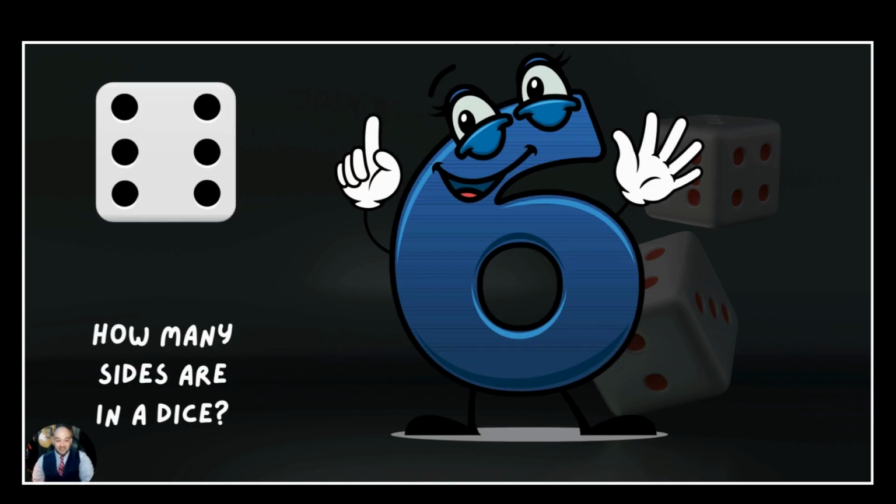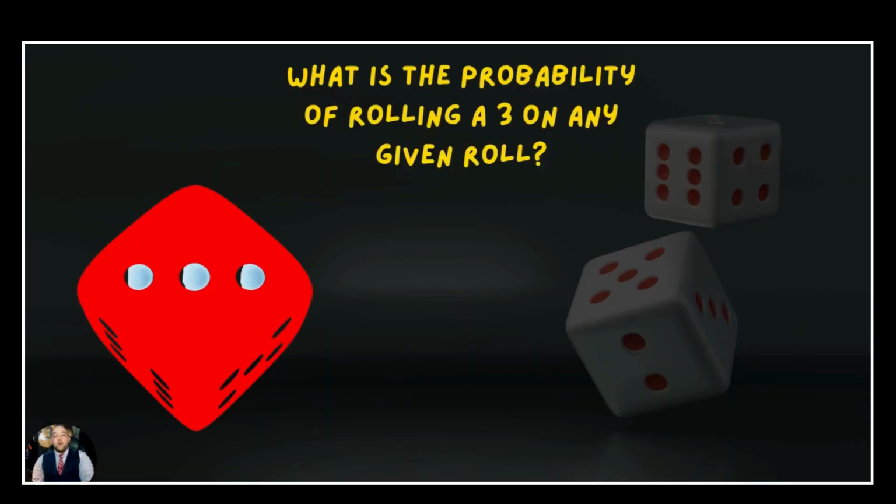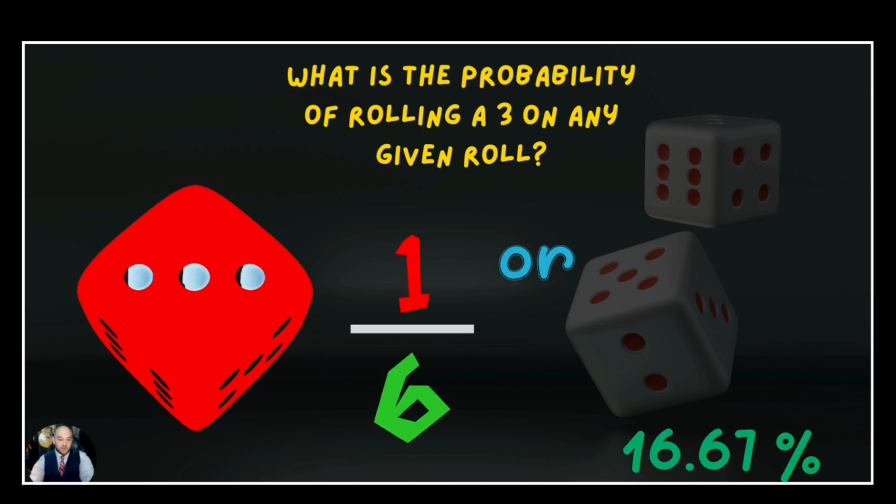There are 6 sides to the dice. So let's look at an example here. What is the probability of rolling a 3 on any given roll? Well, it would be essentially 1 out of 6, or 16.67%.